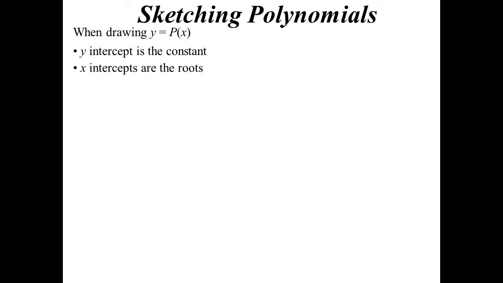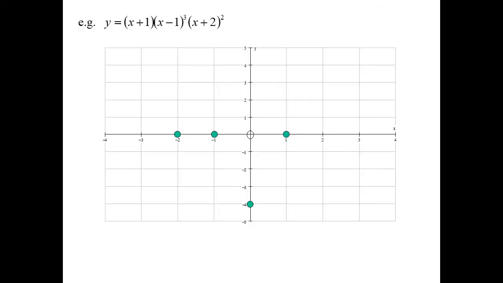Now the x-intercepts will be the roots or the solution to the equation, and because this has been nicely factorised for us already, that makes life easy. We're going to have one at -1, then the next one +1, and -2. So we know they're our x-intercepts.